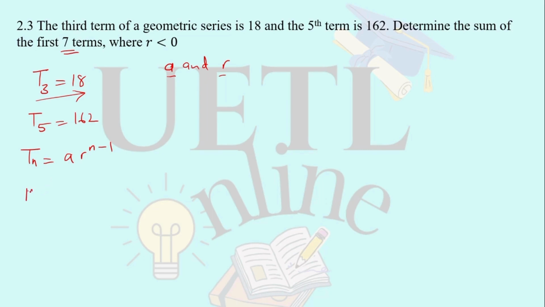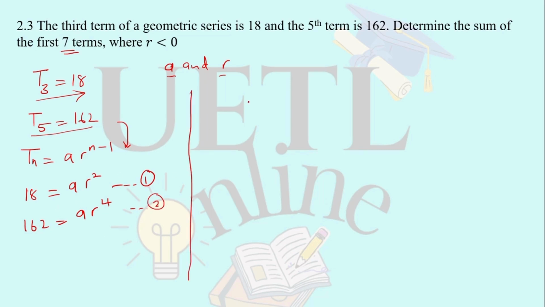So we substitute T3 equal to 18 when n is equal to 3 in this case. So we're going to get r squared here. So this will be our first equation. Then we're going to substitute again: 162 here, and 5 for n. So we're going to get r to the power 4. Now it's easy. We can solve these two simultaneous equations. How do we solve them?